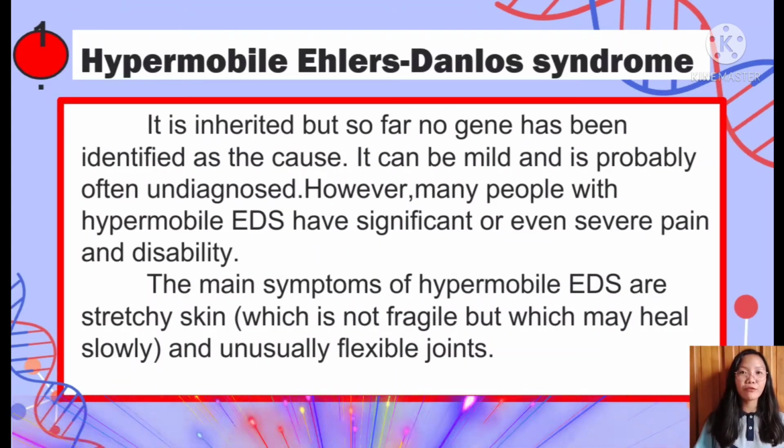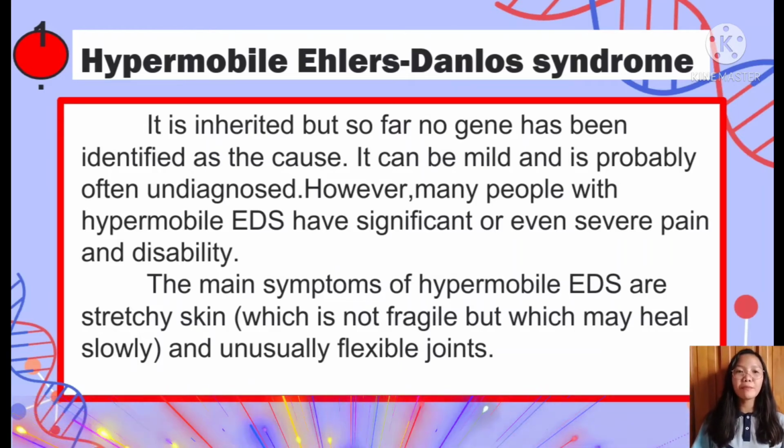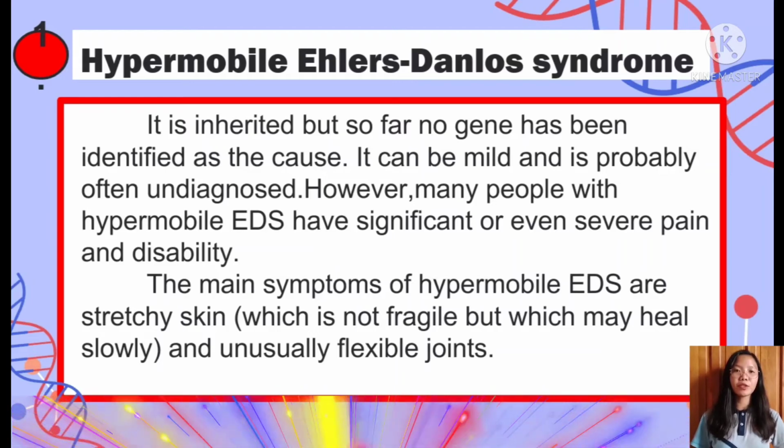This is the most common form of EDS. It is inherited, but so far no gene has been identified as the cause. It can be mild and is probably often undiagnosed. However, many people with hypermobile EDS have significant or even severe pain and disability. The main symptoms of hypermobile EDS are stretchy skin and unusually flexible joints.